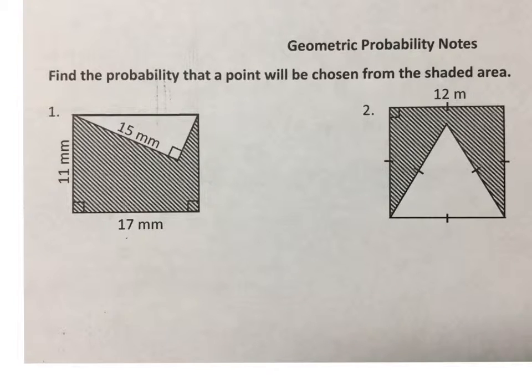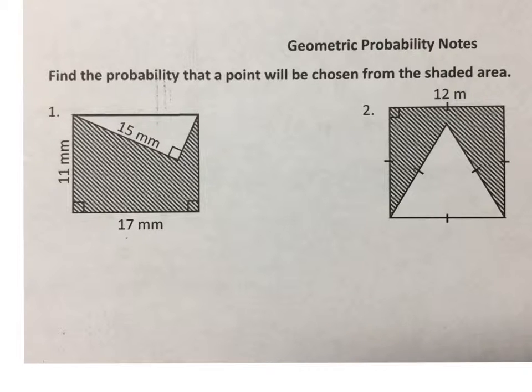So in problem number 1, we are asked to find the probability that a point will be chosen from the shaded area. So we have a rectangle with a triangle here, and we want to know what are the chances of picking a random point that will be coming from the shaded area.